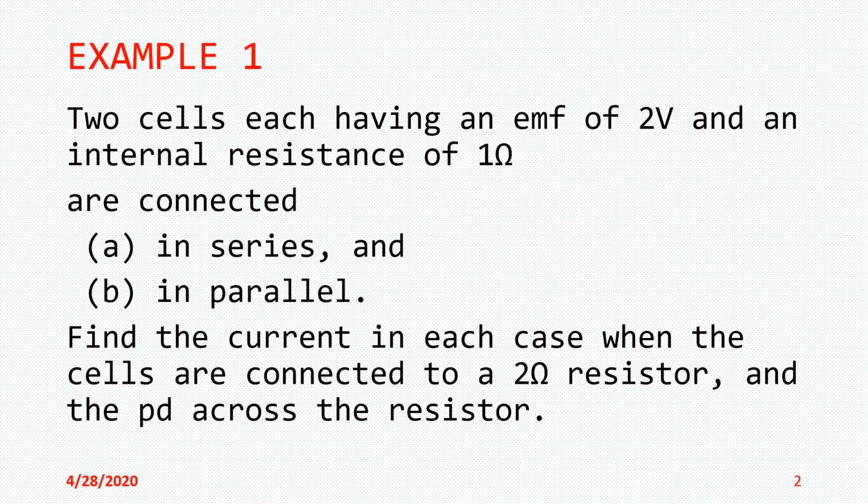Now, in our first example, the question goes as follows. Two cells, each having an EMF of 2V and an internal resistance of 1 ohm, are connected, A in series and B in parallel. Find the current in each case when the cells are connected to a 2 ohm resistor and the PD across the resistor.